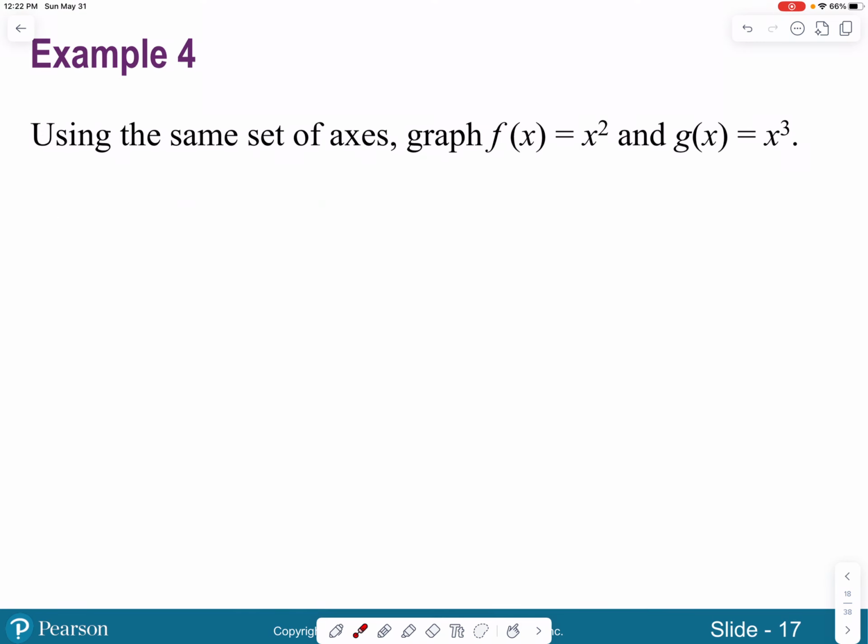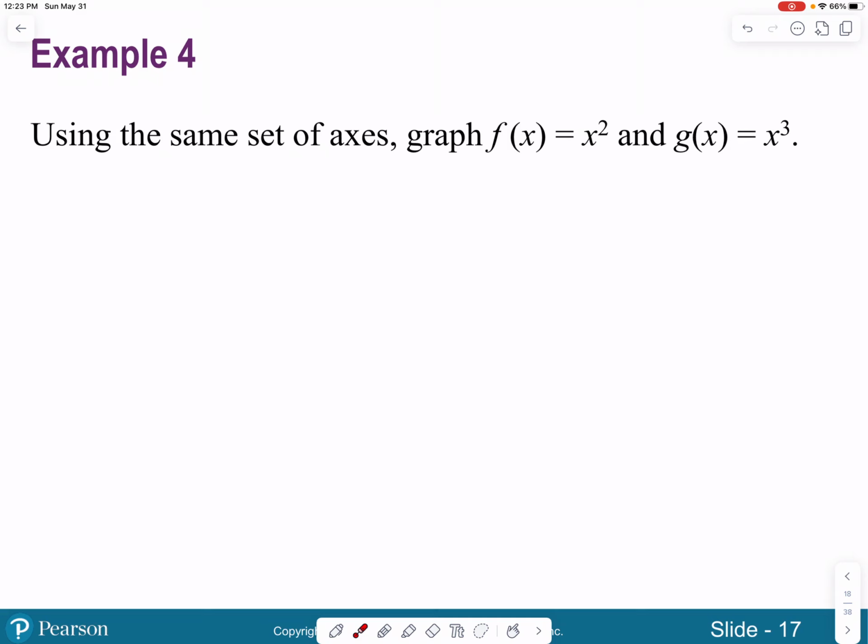So using the same set of axes, graph x squared and x cubed. So for this one, we're going to make a table of values. So choose several values of x, find the corresponding y, and plot them on the same coordinate plane. We can do something like let x be probably either negative 3 or negative 4, right? So like negative 3, negative 2, negative 1, 0, 1, 2, 3, maybe 4. Probably just 3, because I think 4 gets too big too fast.